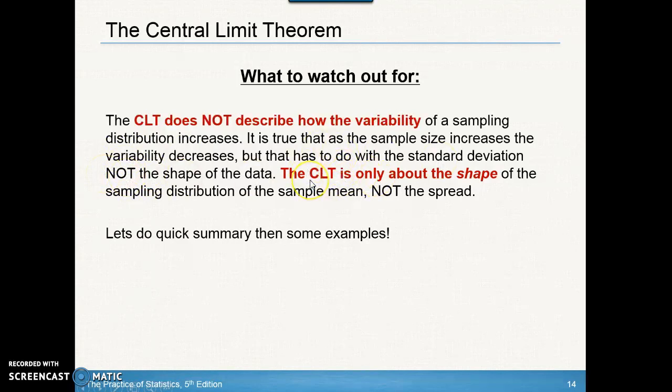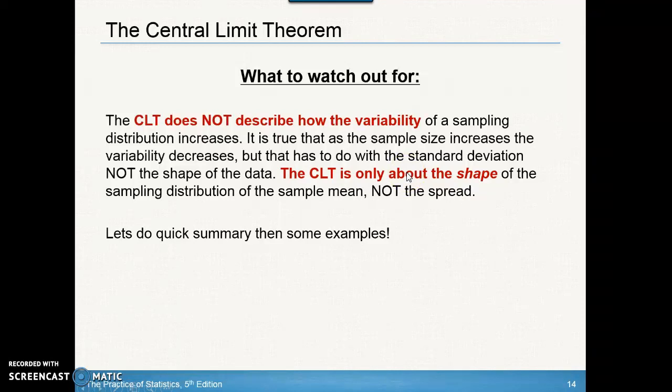The central limit theorem only tells us about the shape. It only tells us about whether or not it's approximately normally distributed. It has nothing to do with the spread of the data, all right? So when the sample size increases, that has to do with the standard deviation. So we use the central limit theorem just to state normal, not normal.